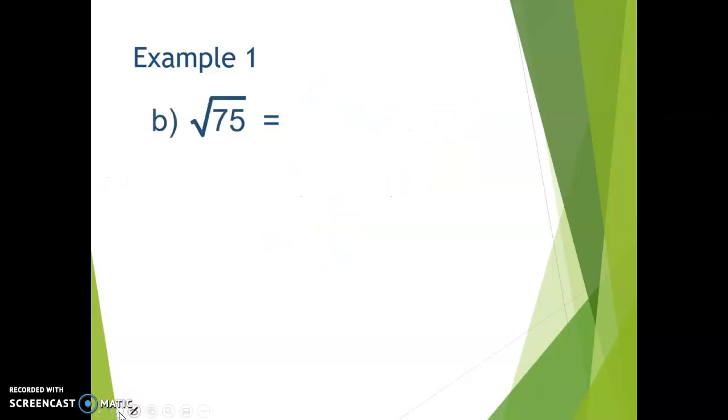Let's go ahead and simplify the square root of 75. I know it's not a perfect square, so let's use prime factorization to see if any of its factors are perfect squares. The prime factorization of 75 is 3 times 5 times 5. Again, I have an index of 2, so I'm looking for factors that I can group into groups of 2. And I see a 5 times 5, a group of 2.